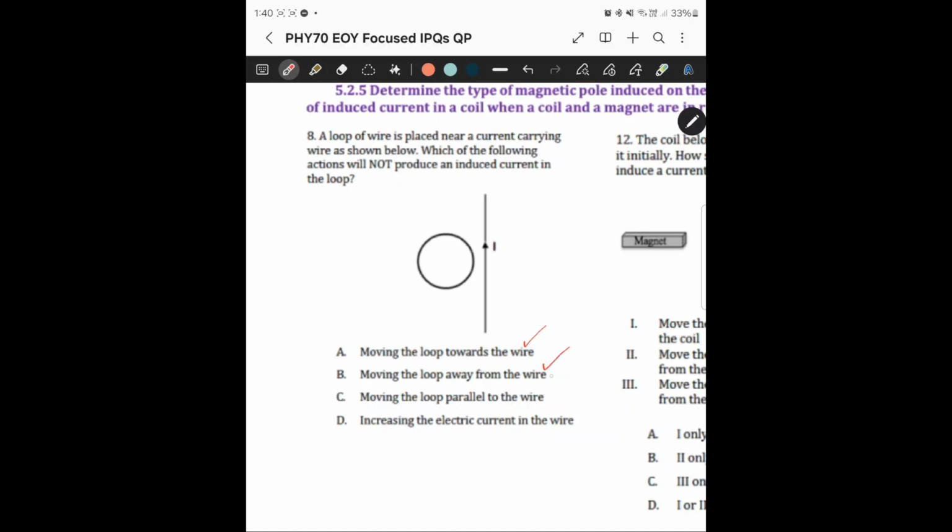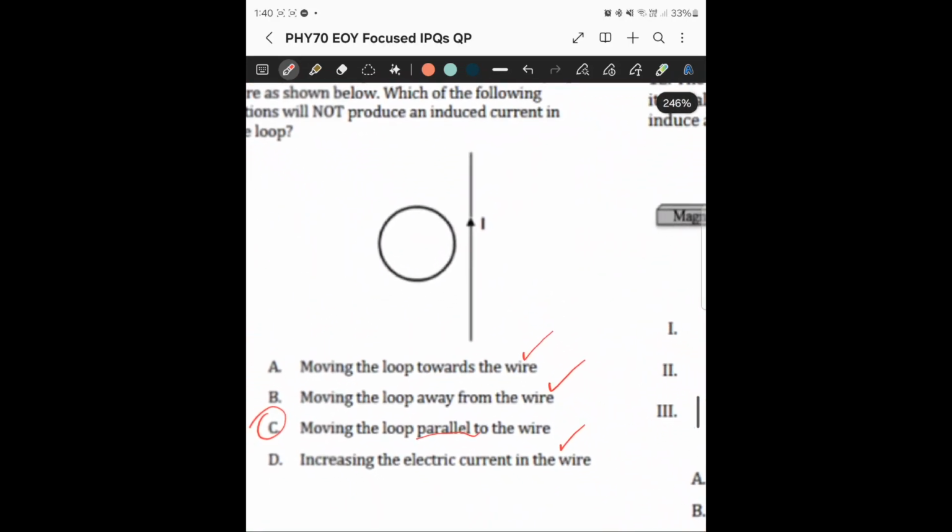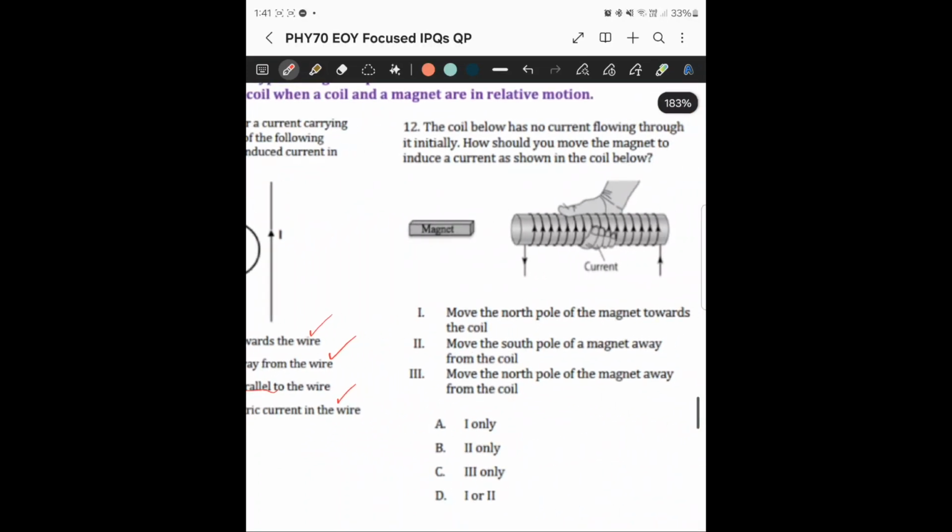There will be an induced EMF. Moving parallel to the wire, this is the correct answer. Increasing the current means more EMF will be induced because it's a stronger field with the stronger current. So only parallel would not induce an EMF. They didn't ask us to find the directions, so I will not go ahead and do that.